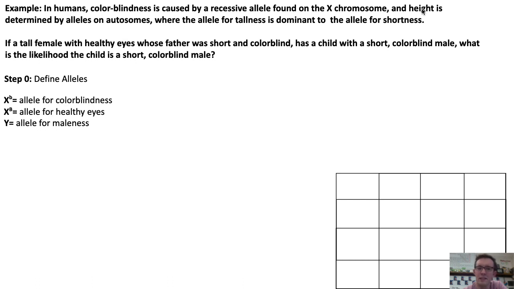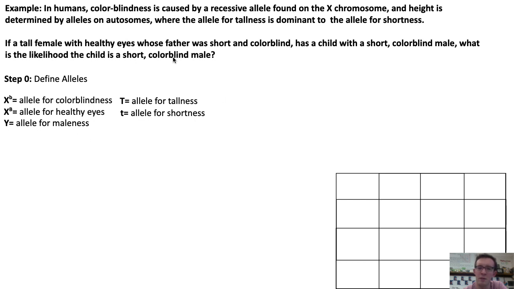Then we're told that height is determined by alleles found on autosomes, and the allele for tallness is dominant to the allele for shortness. So in this case, because the alleles are found on autosomes, we're not going to put the alleles onto our gender chromosomes. Instead, we'll just leave those as single letters. We'll capitalize the allele for tallness because it's dominant, and we'll use a lowercase letter to represent the allele for shortness because it's recessive.